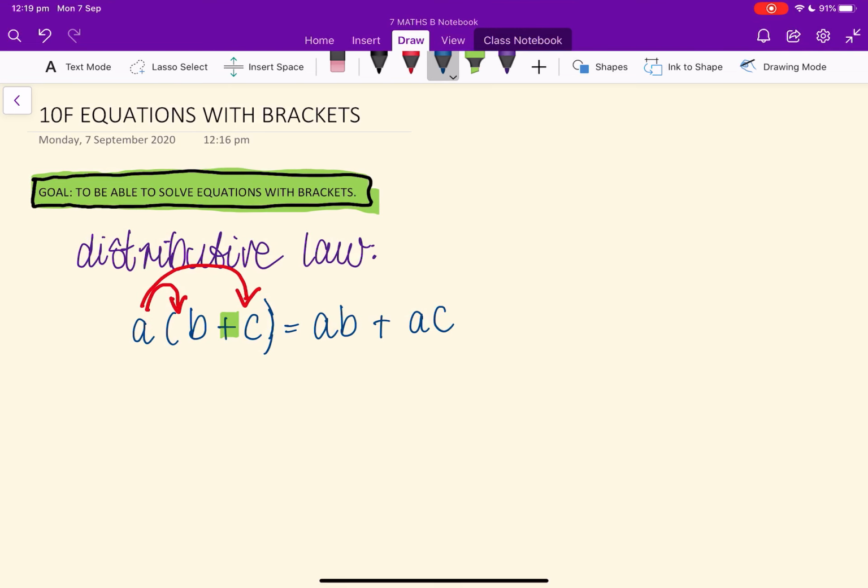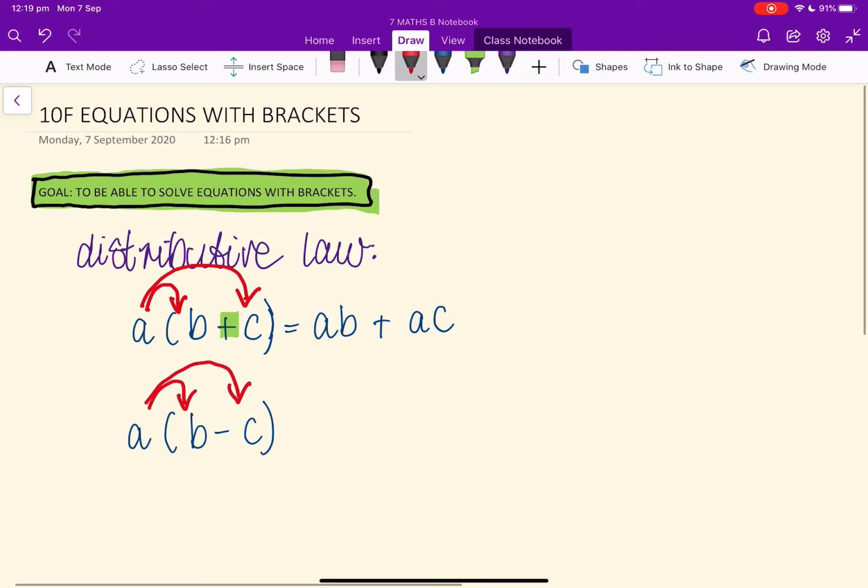The same scenario goes if we've got A brackets B minus C. We multiply A by everything in the brackets. The only difference here is we have minus, so take away instead of add, okay? So the distributive law is going to help us solve equations with brackets.